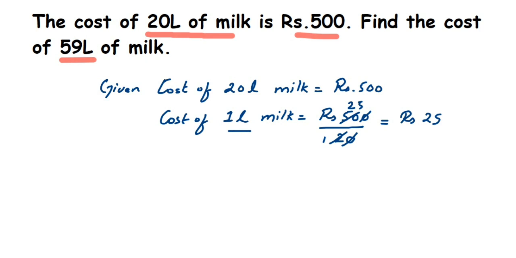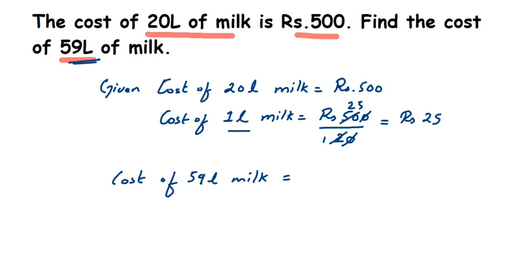Then for 59 liter what will be the cost? So you have to just multiply. 1 liter we got 25 rupees. So for 59 liter it will be multiplication. So 59 into 25. So cost of 59 liter milk will be equal to, we have to just multiply that.